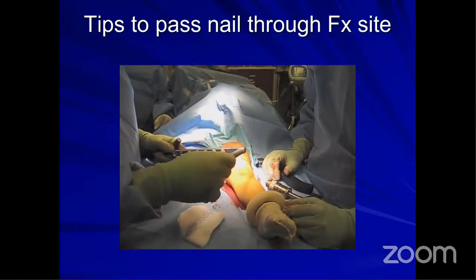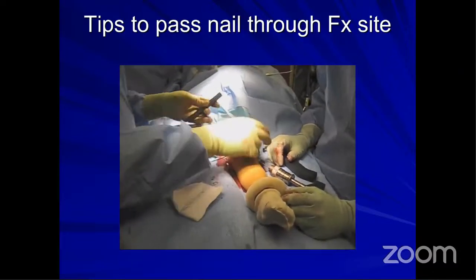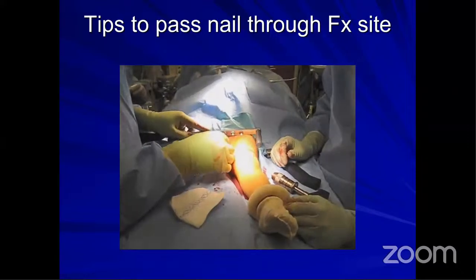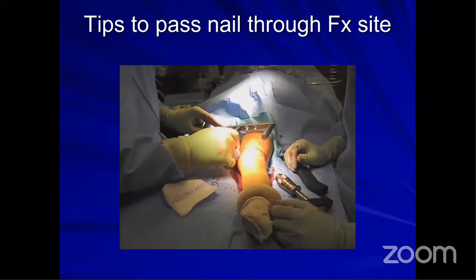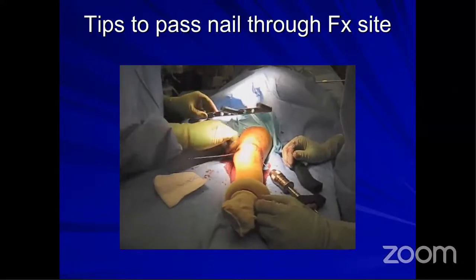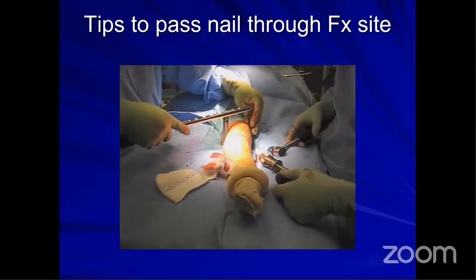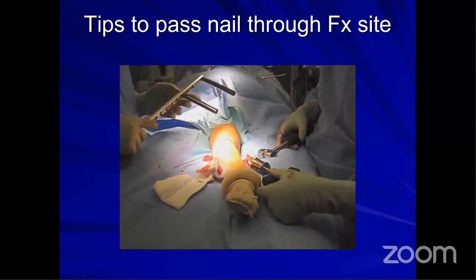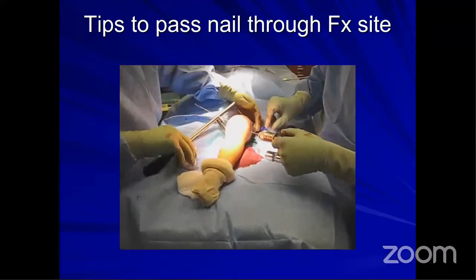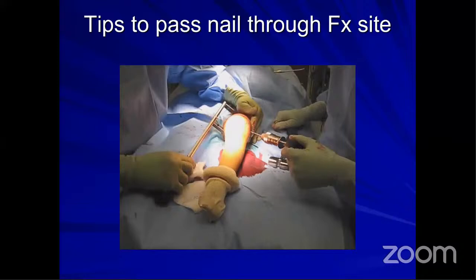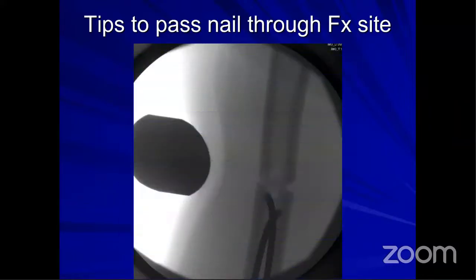There are tips to pass the nail through the fracture site. Here is the fracture reduction tool, which you can just make sure it fits the size of the thigh of the patient. So you can just build it on the table, and then you can use that to reduce the fracture. The good thing, again, this is radiolucent, so you'll be able to see the fracture with the tool in position. So this fracture reduction tool is very helpful to reduce the fracture.